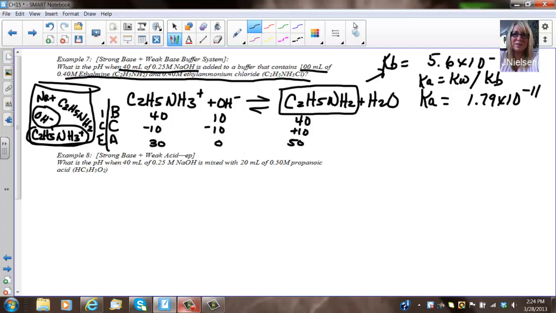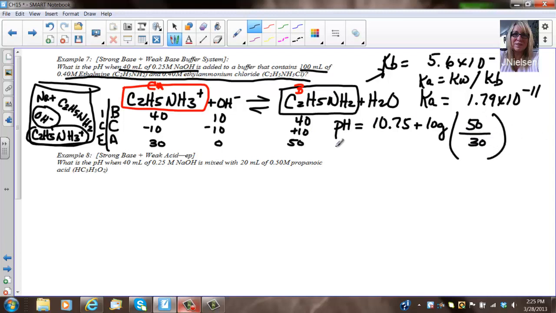So I have significant quantities of an acid-base pair. Here's my base. Here's my conjugate acid. So I can use Henderson Hasselbalch. I've got pH equals the pKa, and the pKa of 1.79 times 10 to the negative 11 is going to be 10.75. Just take the negative log of your Ka plus the log of your base over acid, which is 50 over 30. And I get a pH equal to 10.97.